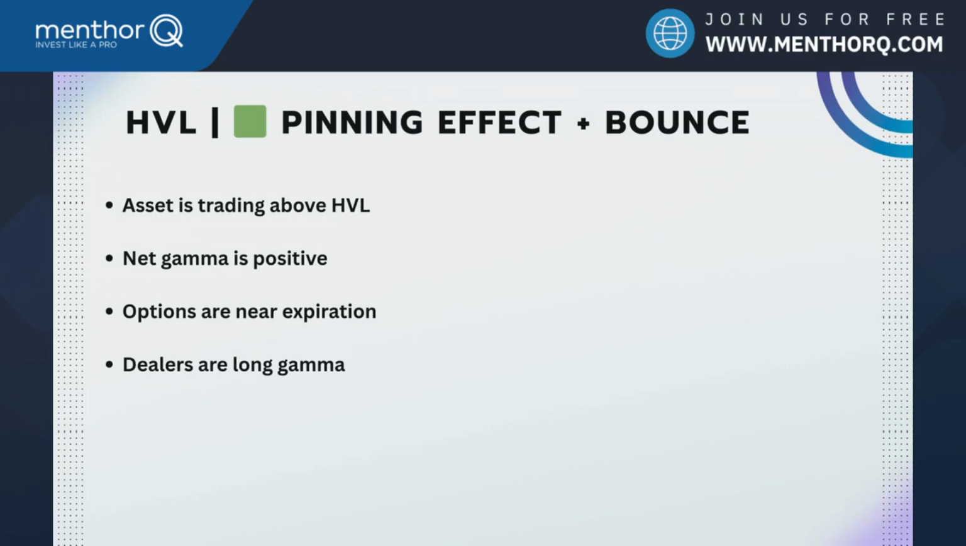So in this setup, the HVL normally acts as a level where the price tends to pin. We're going to talk about pin risk. We always talk about it, especially when we are near expiration. So in these scenarios, traders can expect the market to chop, and we can see maybe short-term reversals, but the HVL really acts as a magnet.